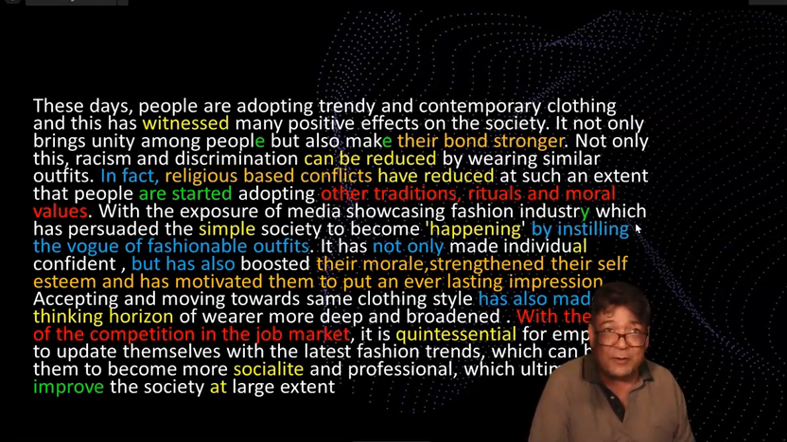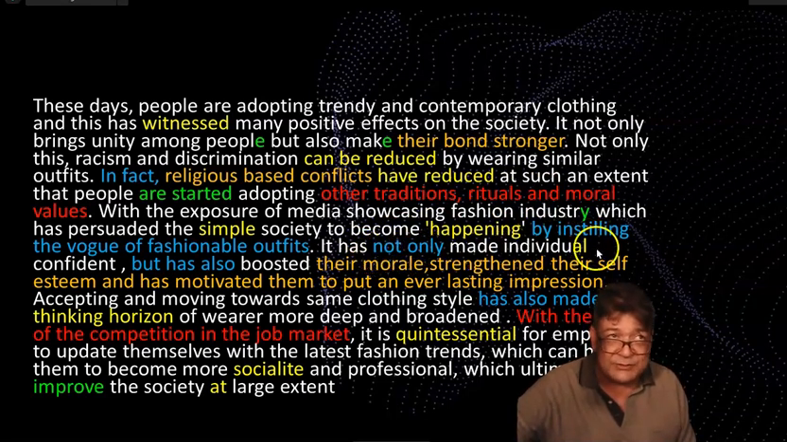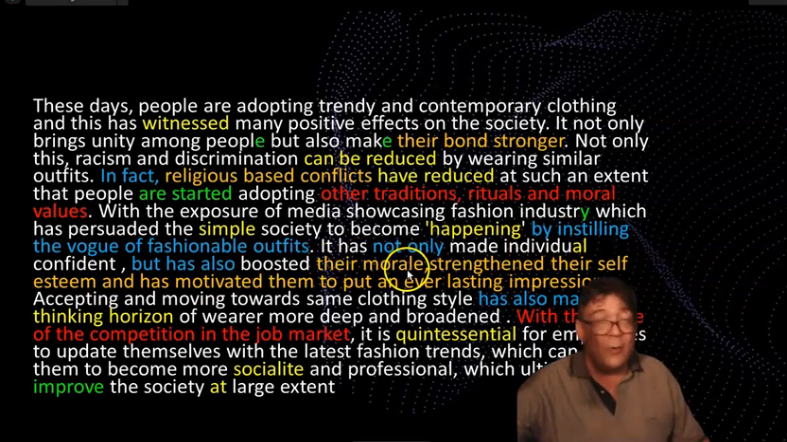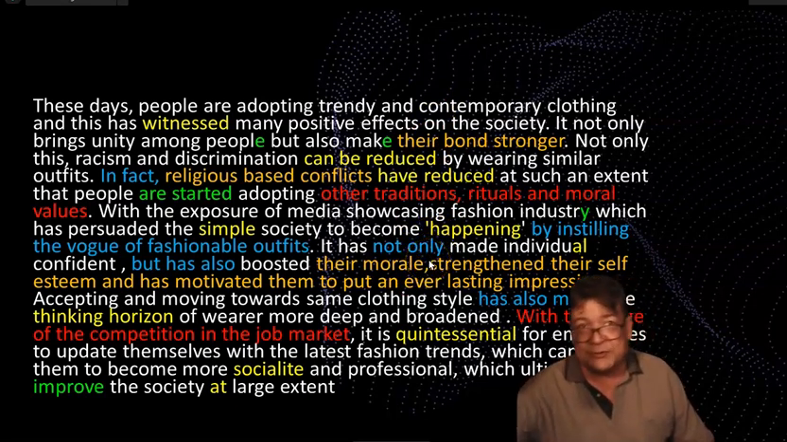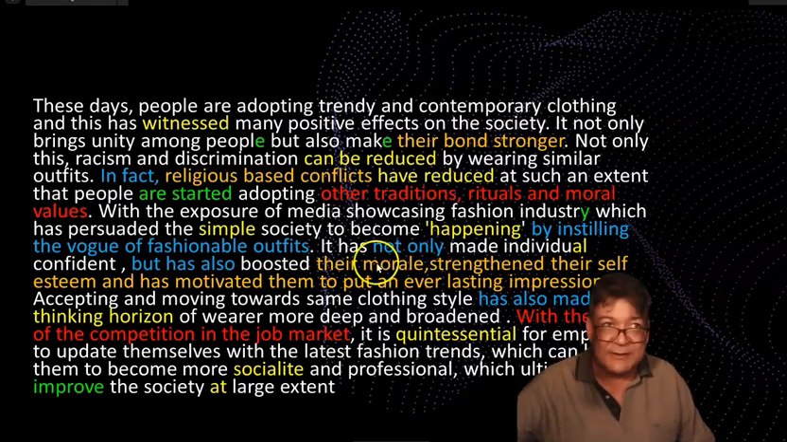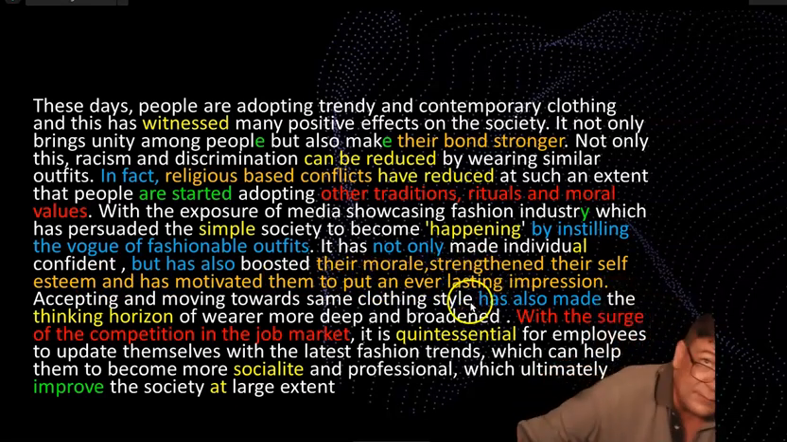Okay, we're going to our third not only here. Don't repeat yourself. It has not only made individuals confident, but has also boosted their morale. Really, how is that, I go back to the first one. How is that different? With a not only and but also, they need to be different things. Okay? But confidence is higher self-esteem and has motivated them to put an everlasting impression on what?